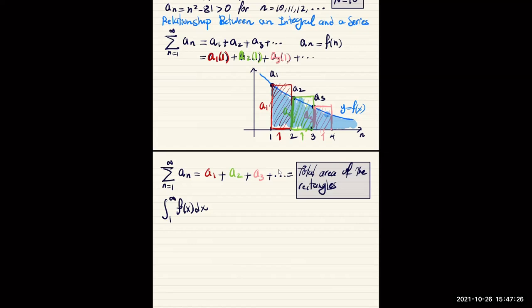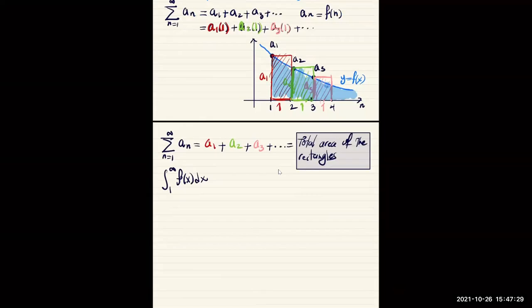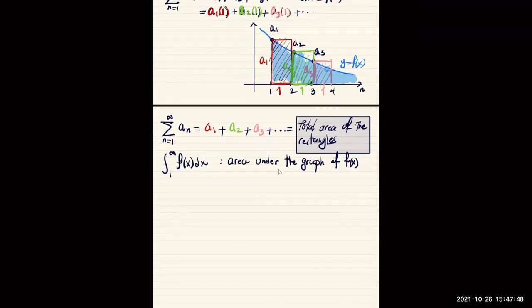There we go. Yeah, so the integral is the area under the graph of f of x from 1 to infinity. So can you tell me if they're equal? Can they be equal? No. They are not. Very different.